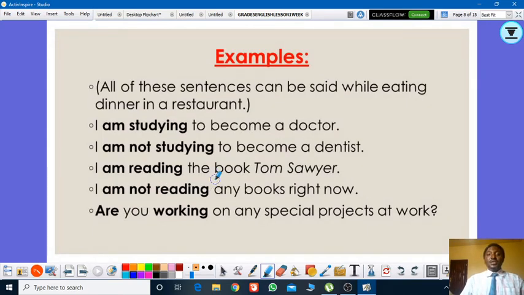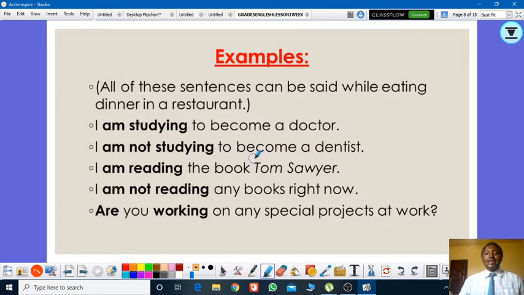Examples. All these sentences can be said while eating dinner in a restaurant. I am studying. You see, it doesn't mean that you are studying to become a doctor in the restaurant, but in real sense you are continuing with your study to become a doctor. So all these sentences use number 2 to show longer actions that are in progress. I am studying to become a doctor.